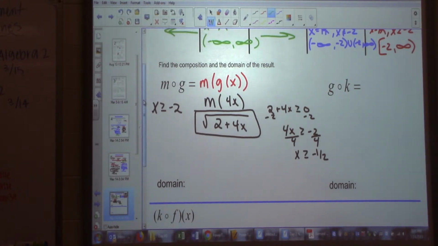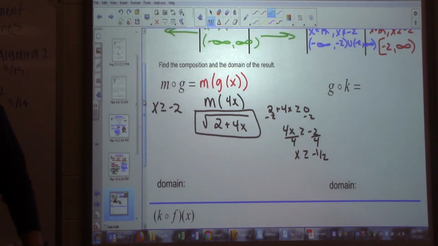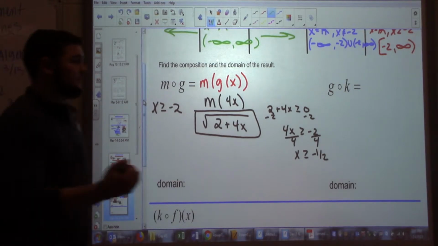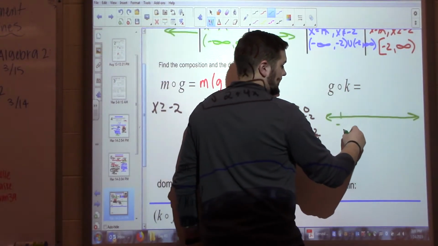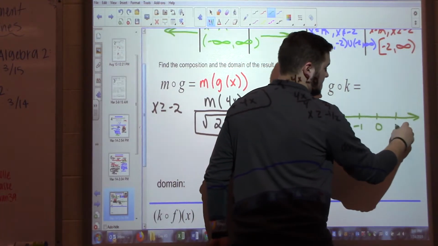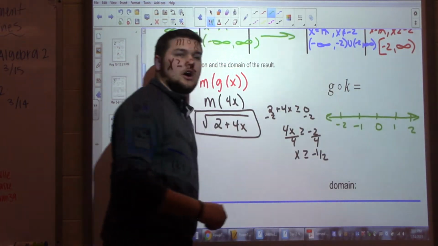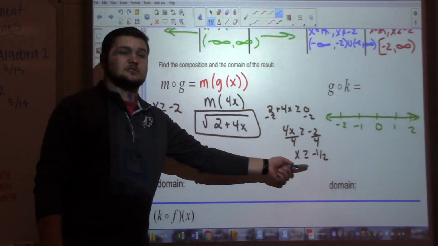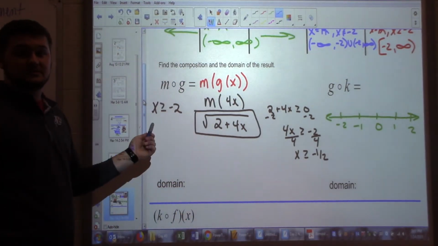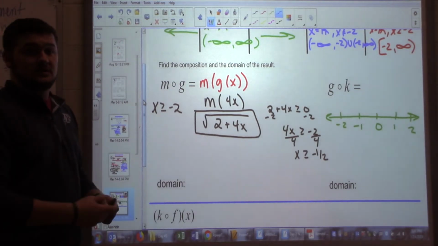Now, we need to figure out which one of those satisfies both of them at all times. The easiest way that I can picture it and that I can show you is to draw a number line. If I draw a number line over here, -2, -1, 0, 1, 2. All I'm going to do is graph both of these two restrictions. We've done this before.